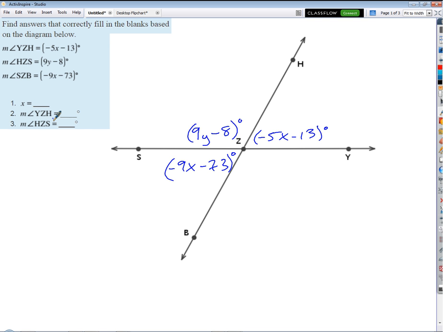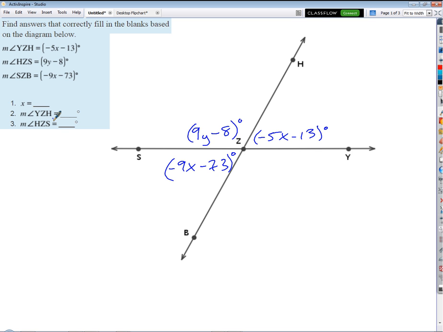It might end up being that way, but just before we even get to that point, we're just going to have to come up with some equations, aren't we? We're going to have to come up with equations that allow us to solve for x so we can plug it back in. To get those equations, we're going to use some geometry relationships. Yes, Nick has an idea. You can set negative 5x minus 13 equal to negative 9x minus 73.